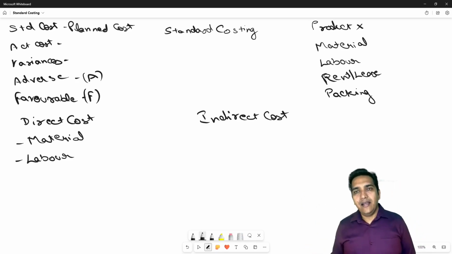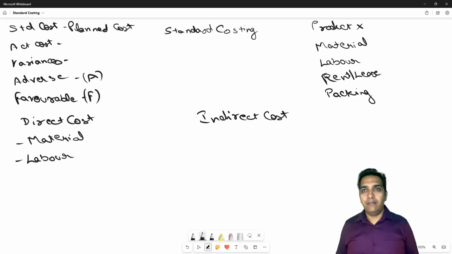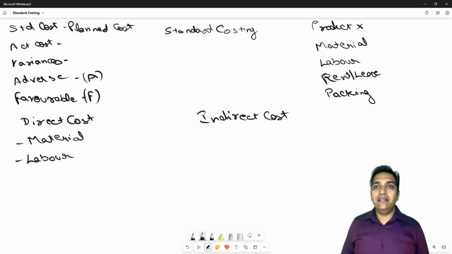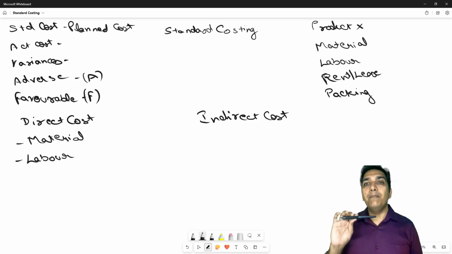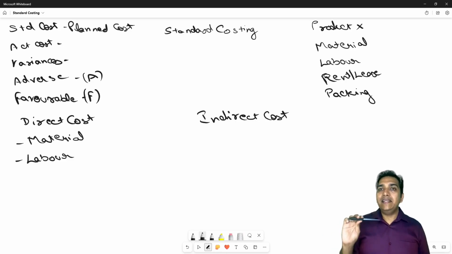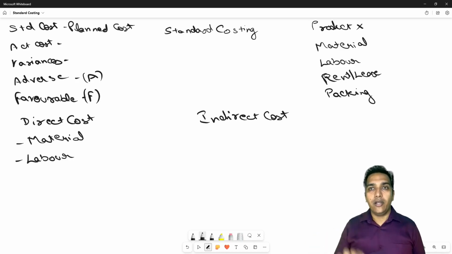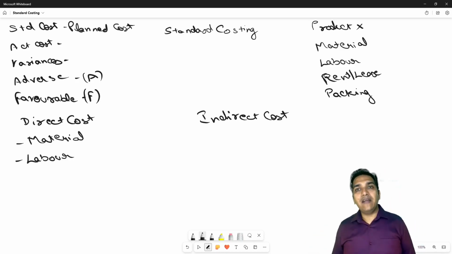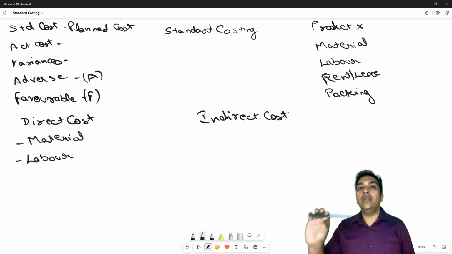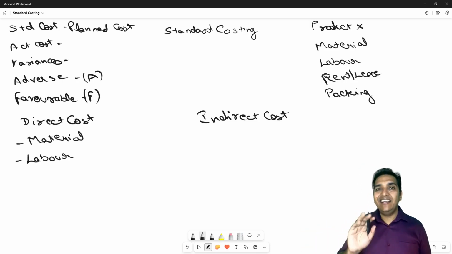Rent and packing are also expenses, also related to my production. However, they are not directly related to my production. That is, without paying these two, without incurring these two, I can still manufacture these pens. However, these expenses support or are ancillary in nature to my production. That is, without paying rent for the factory building, you cannot have a place where you can manufacture your pens. So that is an indirect cost.